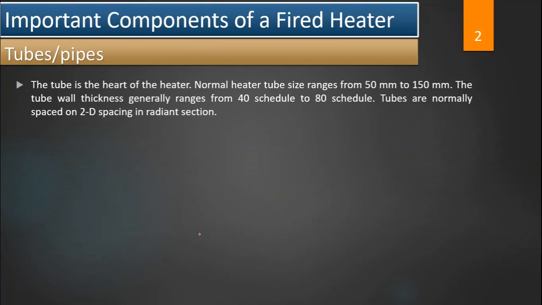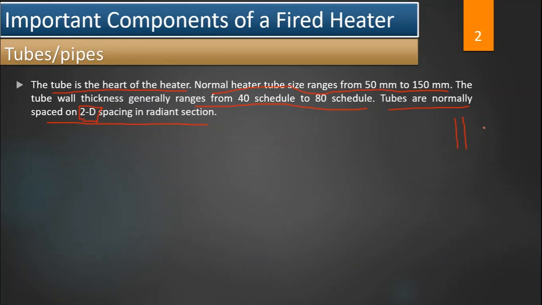The first one, tubes and pipes. It is considered a very important part of the fire heaters. It is the heart of the heater, and normally the size of the tubes is in the range of 50 millimeter to 150 millimeter. That is the size of the pipe, and the wall thickness of that pipe is schedule 40 to schedule 80. That is a standard method. And then these tubes are spaced at 2D. D here stands for the diameter. This is a 2D spacing.